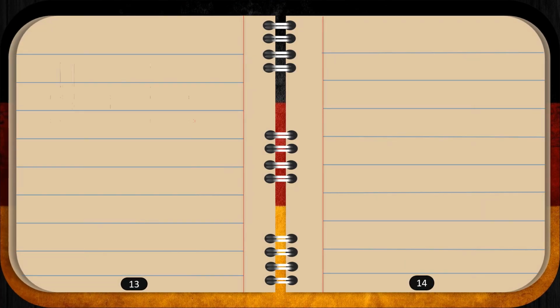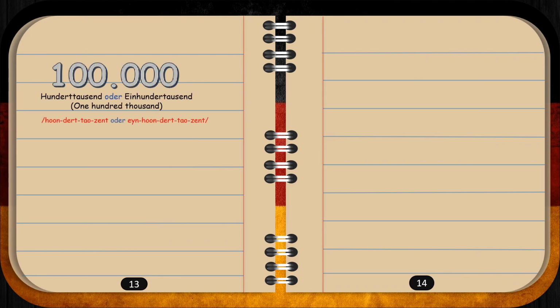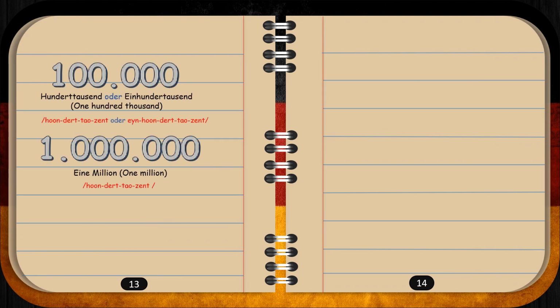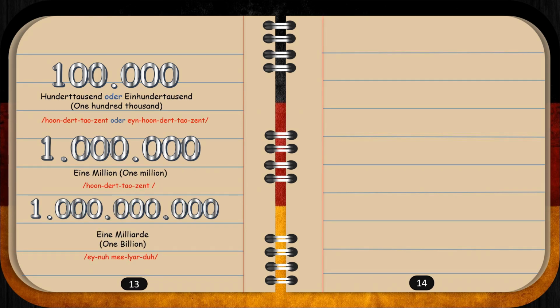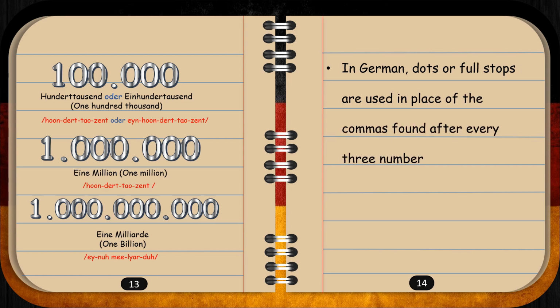100.000 oder 100.000. 1 Million. 1 Milliarde. In German, dots or full stops are used in place of the commas found after every 3 numbers in English.